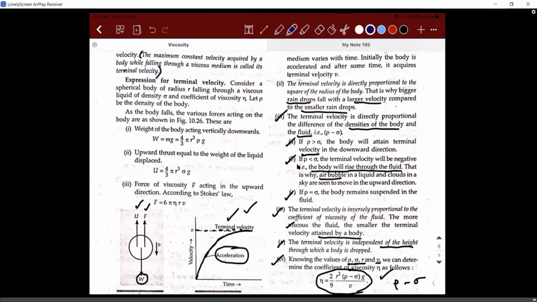We saw the theoretical part. We understood how the terminal velocity is generated. Right. Now the next job is to derive that expression. So how do we do that? Write down the expression for terminal velocity. This is an important derivation. Please write it down.